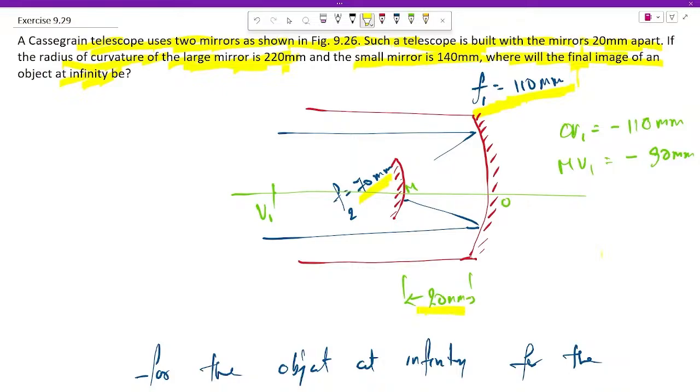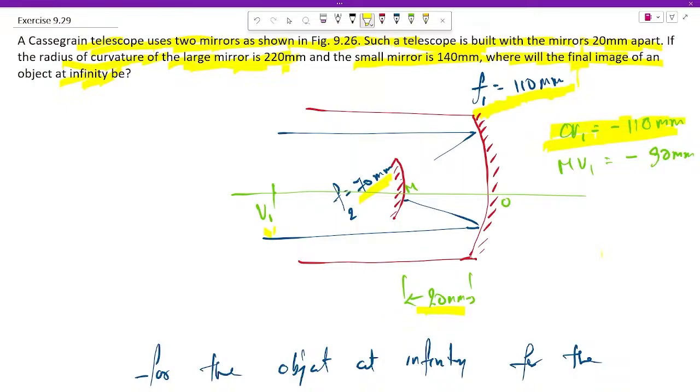So for the object at infinity, the image formed by the first mirror is going to be at the focal length of the first mirror, and since the focal length of the first mirror is 110 mm, the image position is going to be equal to minus 110 mm. I have denoted it as V1. So the value of OV1 is going to be equal to minus 110 mm.